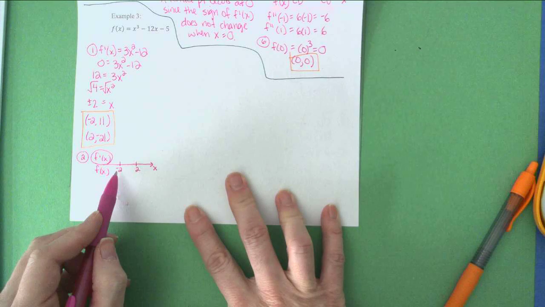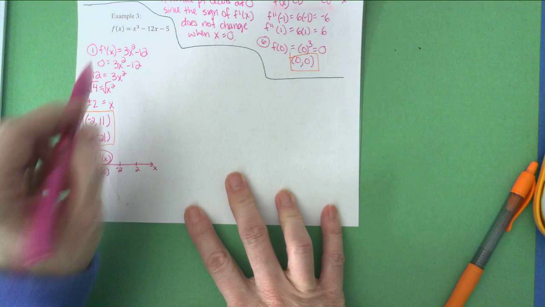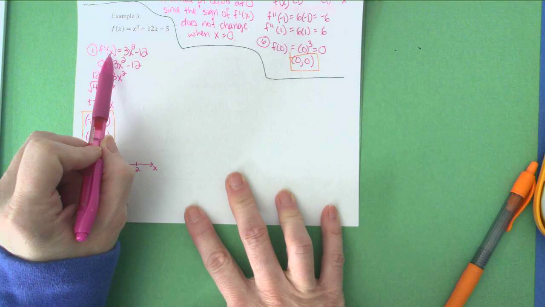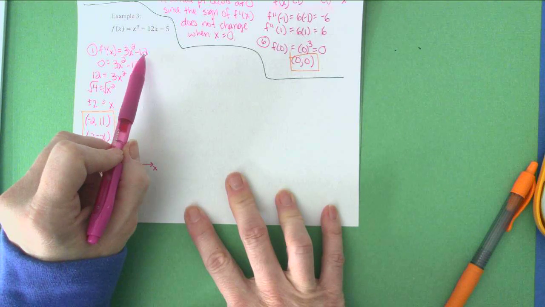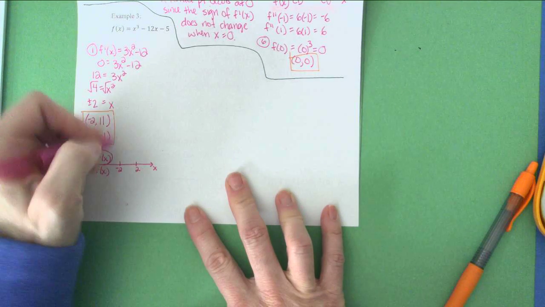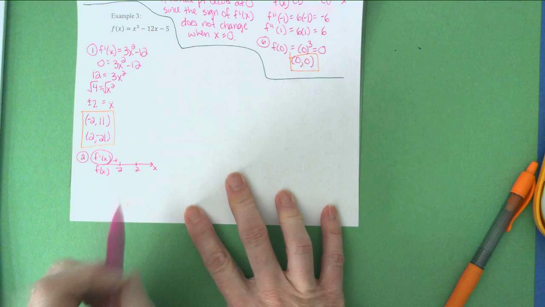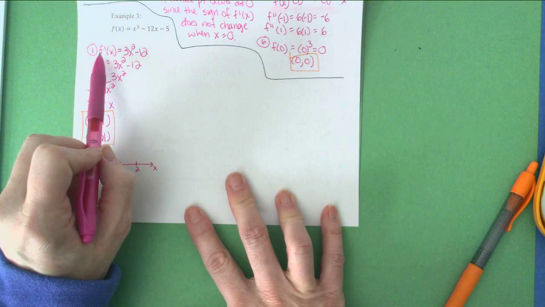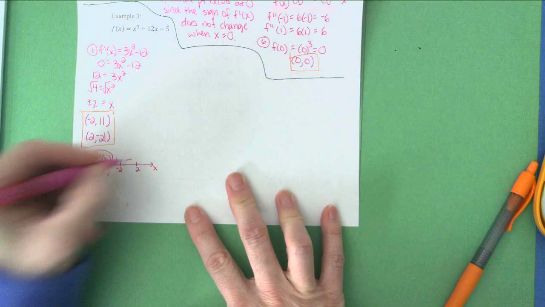So let's see, if I take -3 and I plug it into f prime, let's come up here. I can do this in my head. F prime of -3 would be 3 times -3 squared minus 12. That's going to give me +15, so I'm going to go ahead and put a plus there. If I pick a value between -2 and 2, like 0, and plug it into the derivative, 3 times 0 squared minus 12 is going to give me -12.